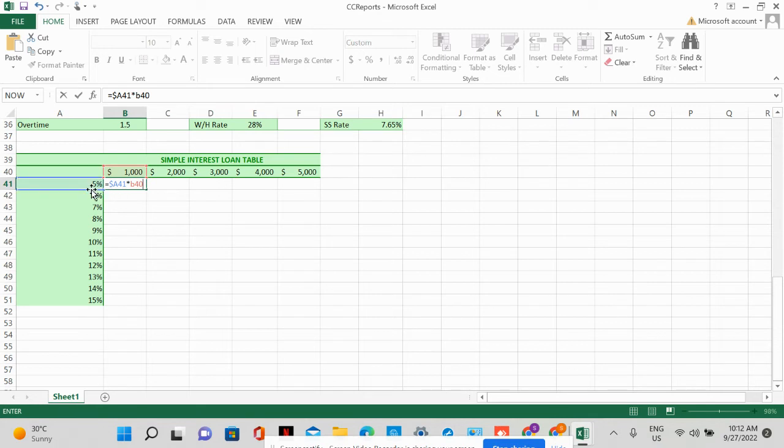You see guys, A41 multiply by B40. I will explain it later. Okay, and then for this, press F4 two times. One, two. So this makes the value absolute. So press the enter key.